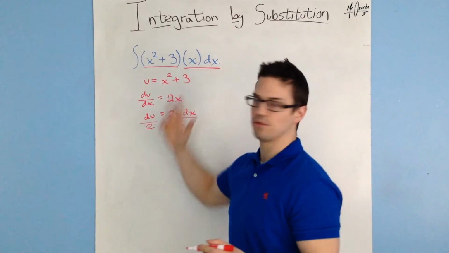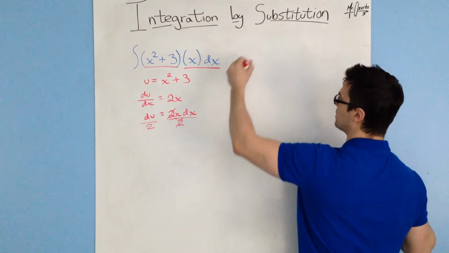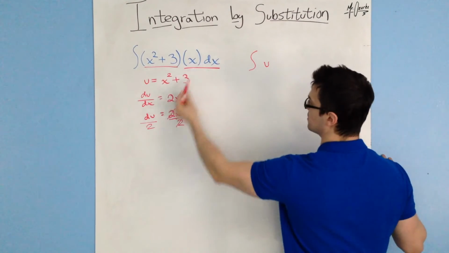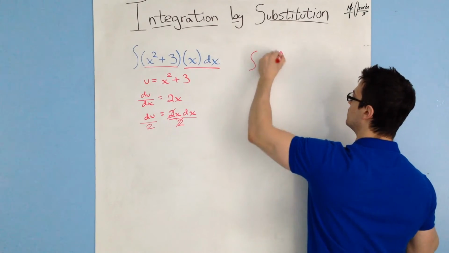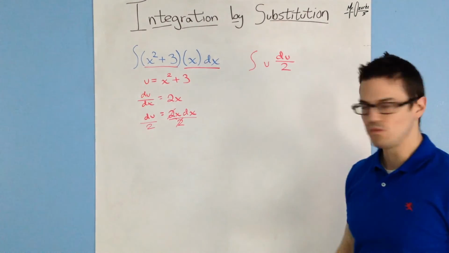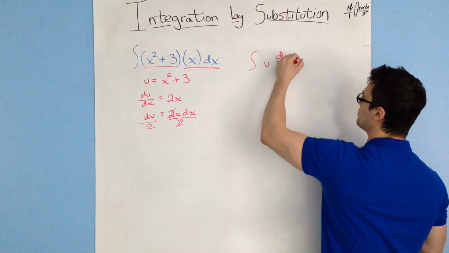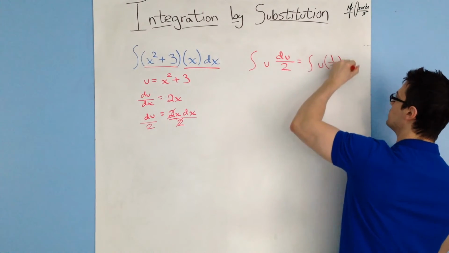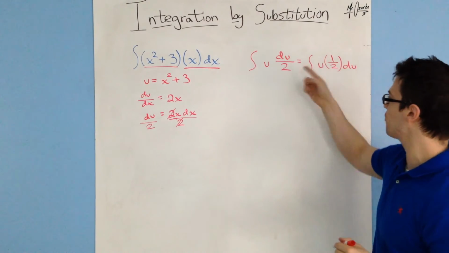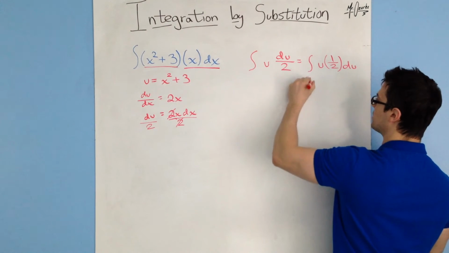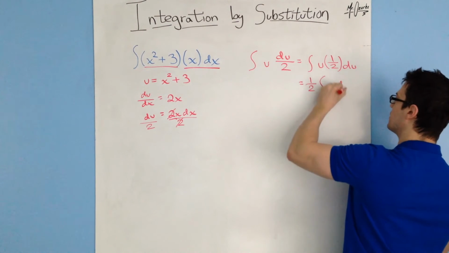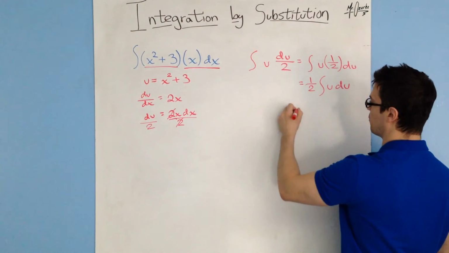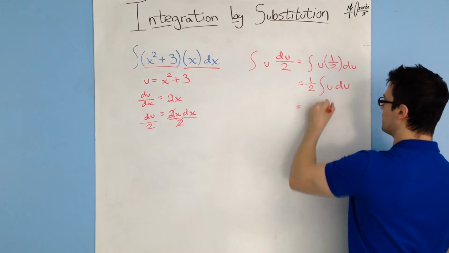So now we can actually simplify this integral, and you'll end up with something that looks like this. You'll have u times this whole thing right here, du over 2. So we put that at the end. Now this du over 2 is the same thing as saying u times 1/2 times du. Since this is a constant multiple, I can put it in front of the integral. So you end up with 1/2 times the integral of u du.